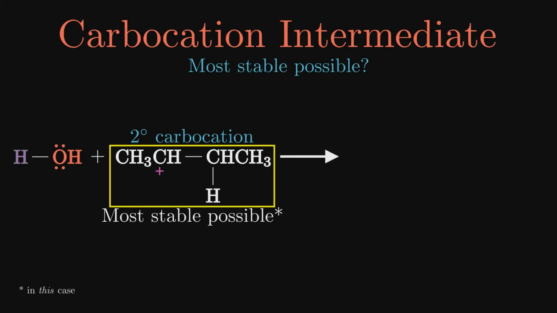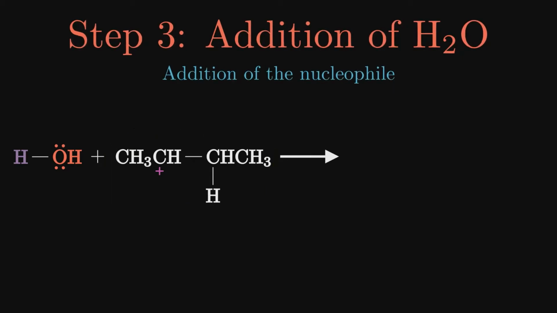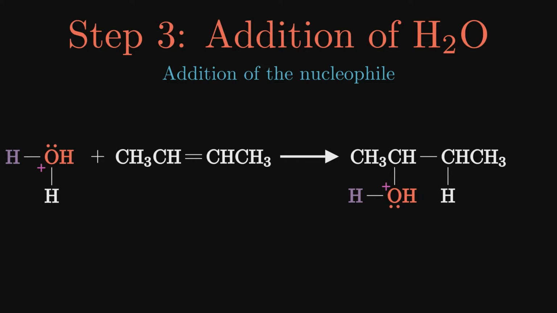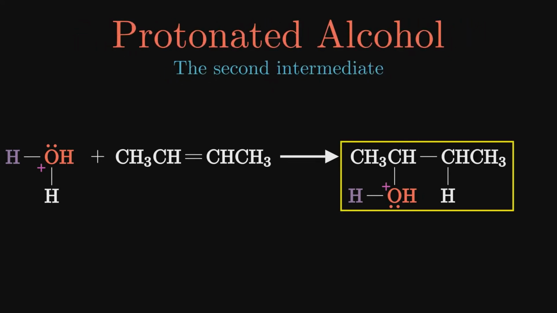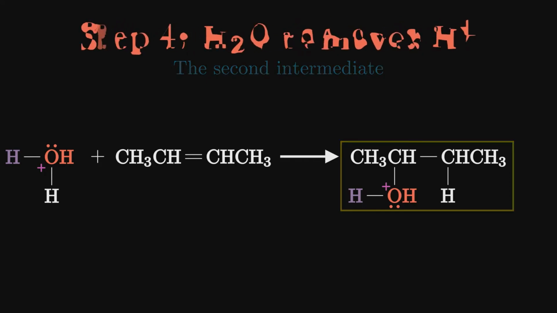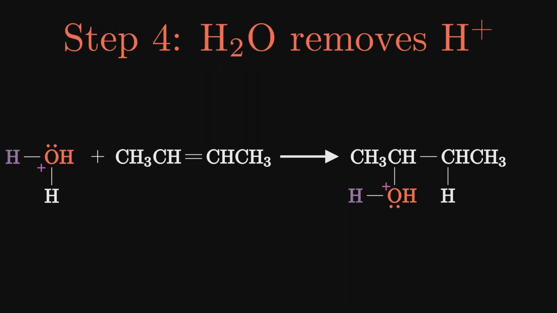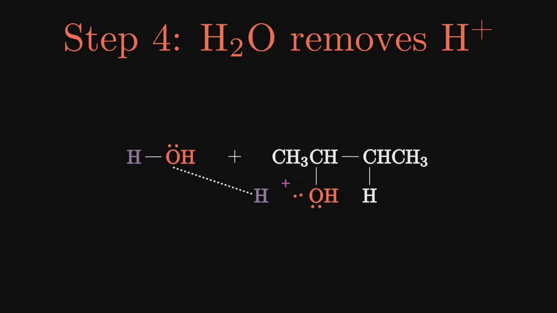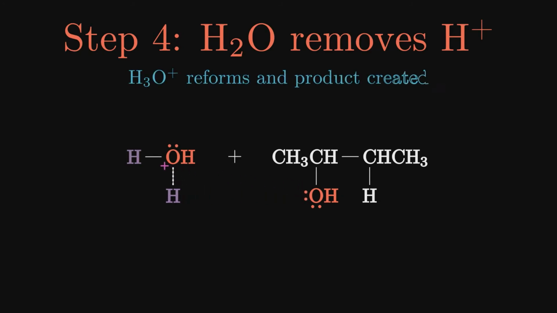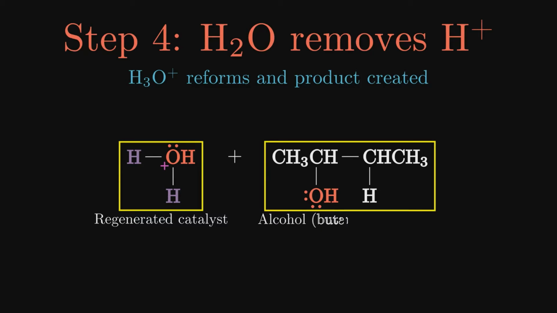Now comes the addition of the nucleophile. Where before it was the halide that had electrons to spare, now it is the oxygen of the water molecule that does. The pair of electrons on the oxygen is used to form a bond with the carbocation. What looks like a weird hydroalkane is actually a protonated alcohol. This won't stick around because a molecule of water will remove the hydrogen from the protonated alcohol and regenerate H3O+. Remember, this process is acid-catalyzed, so we need to regenerate our catalyst, H3O+, by the end of the mechanism. And of course, the other product is the alcohol.